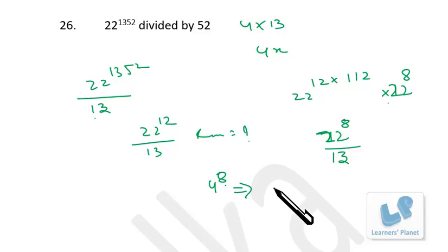Then 4 cube is 64. So it's 4 raised to 6 into 4 square. So 64, 13 into 5 is 65, right? So this is precisely 65 minus 1. So 64 square, from here the remainder is minus 1 square, that is 1. 1 into 4 fours are 16. So 16, then the remainder is 3. So this number is in 13y plus 3 format.